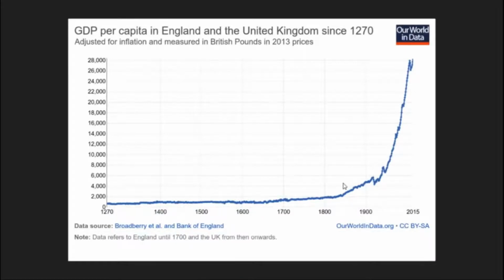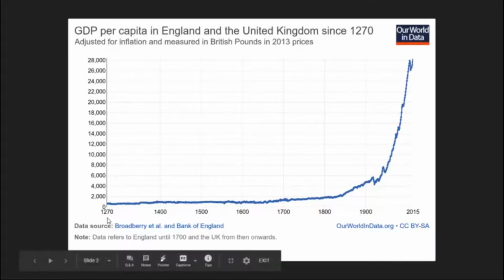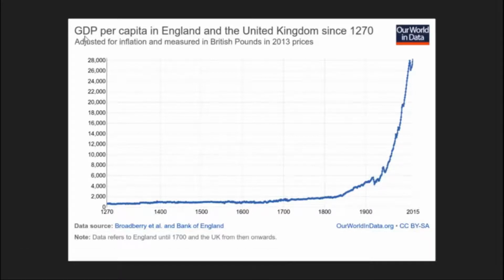Let me set the stage here a little bit. This chart is informative if you take a minute to understand it. And what we're showing here is over a period of centuries. All right, this is a long time, hundreds of years, almost a millennium. It's showing GDP per person in England.